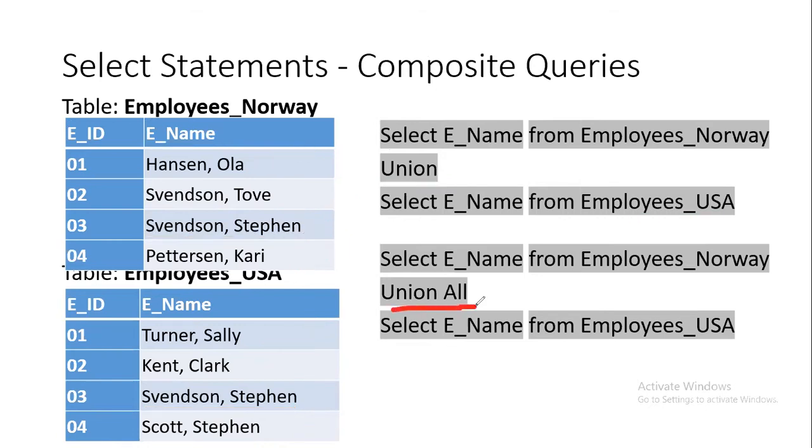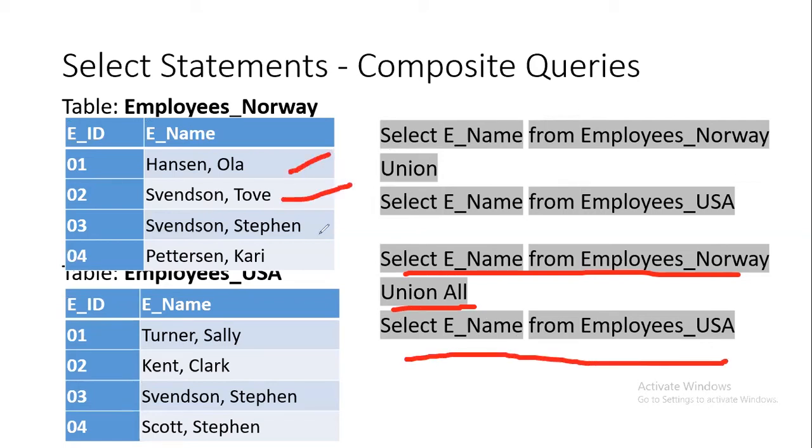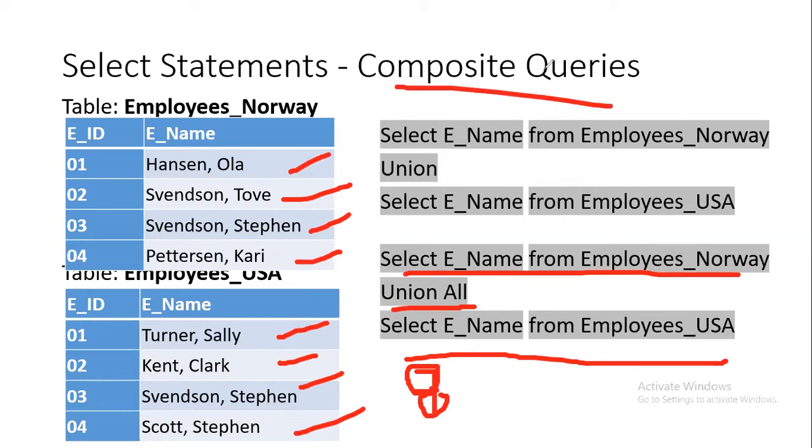Unlike for union all: select e-name from employees in Norway, union all, select e-name from employees USA. 1, 2, 3, 4, 5, 6, 7, 8. All 8 records will be fetched. 8, ma'am, 8. That is composite query.